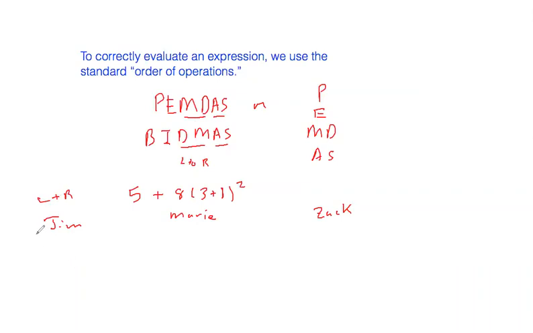That's Jim's rule. So when he has 5 plus 8 times the quantity 3 plus 1 squared, he first does 5 plus 8, which is 13. Then he does 3 plus 1, which is 4. And then he squares it. He's not sure exactly where to square it, so he goes, well, let's see, what should we do? 13 times 4, which is 52. And then he squares 52, which turns out to be 2,704, I believe.